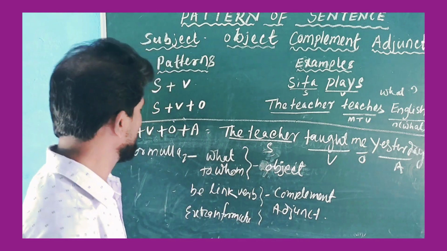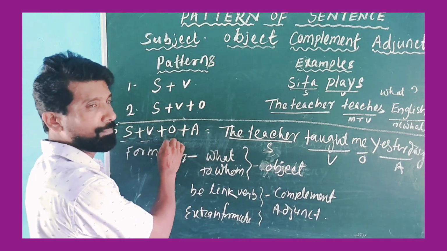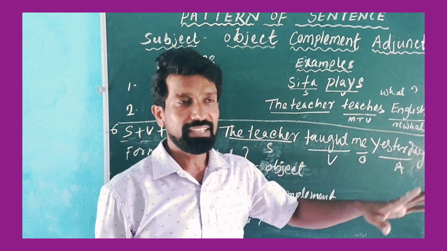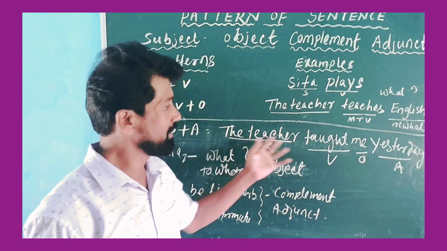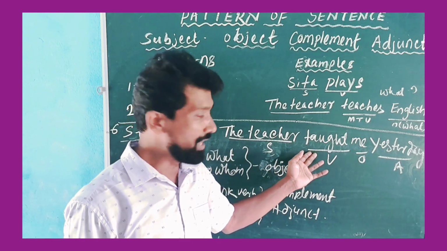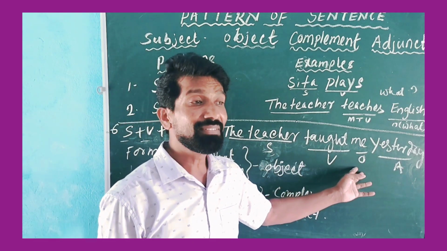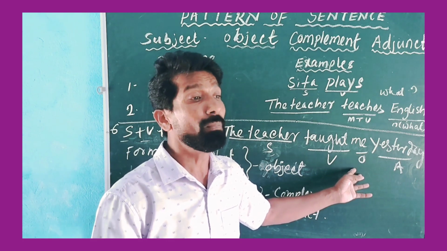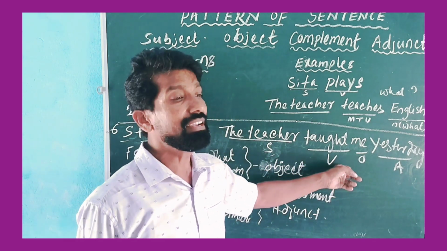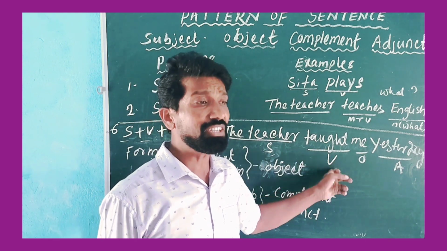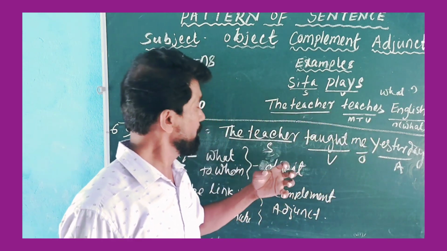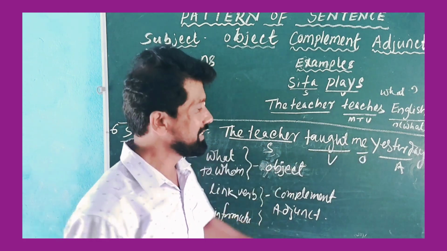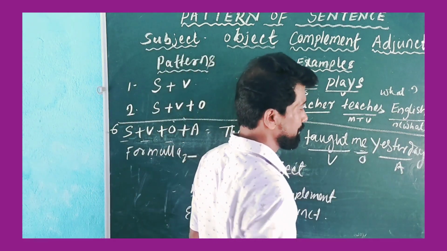There is no compulsion that you have to use an adverbial in the sentence. Suppose we give an example here. S plus V plus O plus A. The teacher taught me yesterday. Here the teacher is the subject. Taught is the verb. How can you know the object? Just put the question what or whom. The teacher taught whom? The answer is me. Then here me is the object.